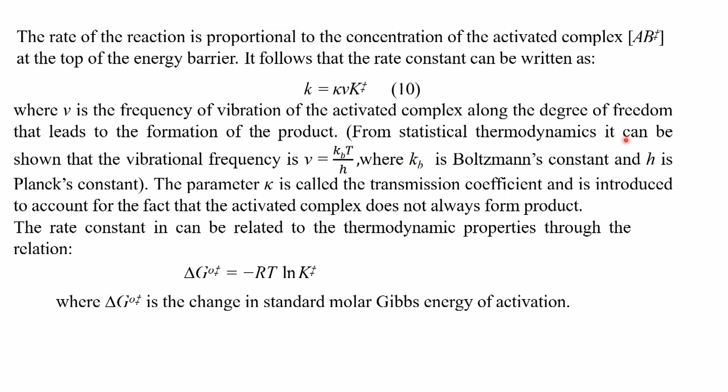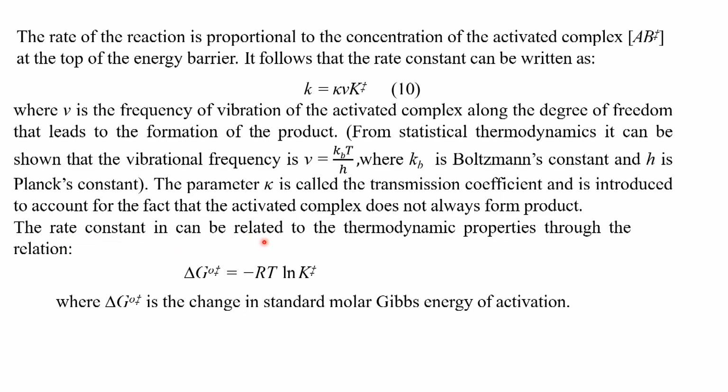From statistical thermodynamics, it can be shown that the vibrational frequency nu is kBT by h, where kB is Boltzmann's constant and h is Planck's constant. The parameter kappa is called the transmission coefficient, and is introduced to account for the fact that the activated complex does not always form product. It's just that from the activated complex one can get back to the reactants also. It does not always form product.